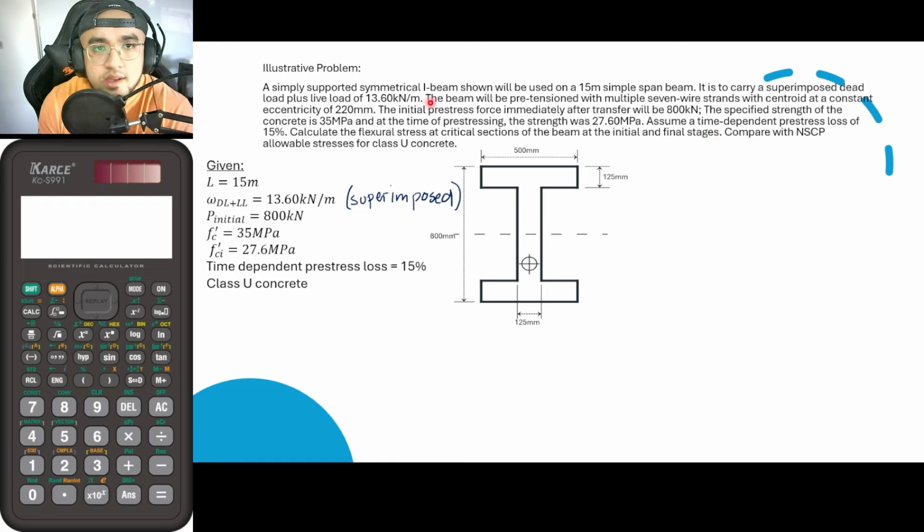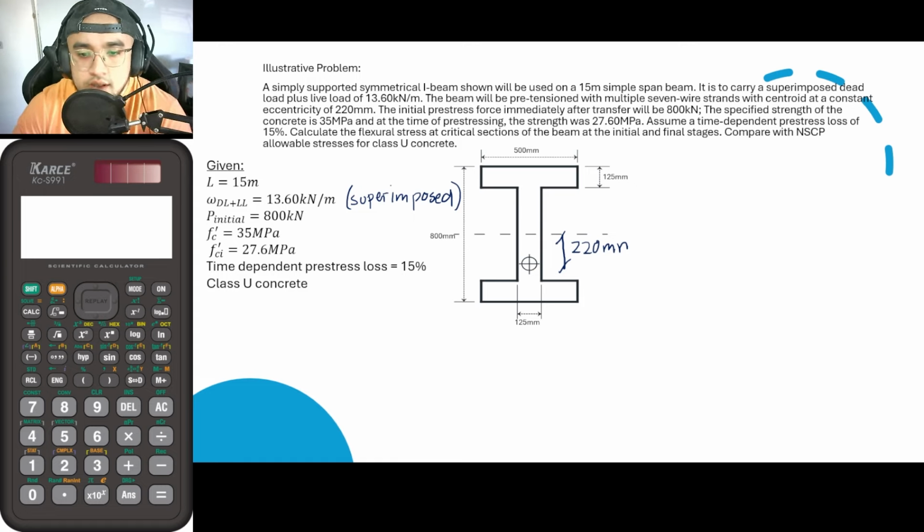Also, it is stated here that the eccentricity is 220 mm. So once again, that is now this distance here. This is 220 mm. The initial pre-stressing force immediately after transfer is 800 kilonewtons. So this is now the P initial, that is 800 kilonewtons. F prime C is equal to 35 megapascal, and initially the FC is equal to 27.6. Dependent pre-stress loss is equal to 15% according to the problem. And we will now be making use of Class U concrete or uncracked.